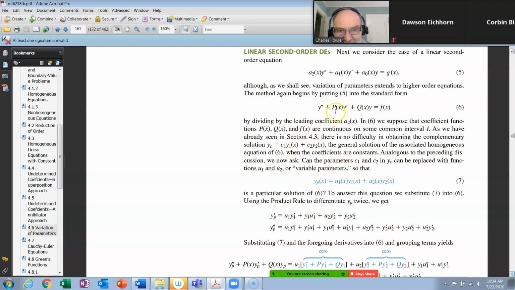This time we divide, and again, the reason we can do this is a2 of x can never be zero in the interval on which you're dealing with. Because if it was, it's no longer a second order differential equation, it's a first order at best, okay? So we can divide by the a2 of x, and that gives you y double prime, and then the P of x is now a1 divided by a2. Your Q of x is now a0 divided by a2. And your f of x is g of x divided by a2. Those are all functions of x alone still. They may be rational functions or all sorts of weird things, but they're okay. So in this, we suppose that the coefficient functions, P of x, Q of x, f of x, again, we're going to have to assume they're continuous on some common interval I.